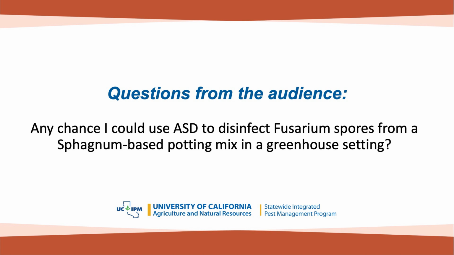Okay. I guess sorghum moss, yeah, like peat moss, I think. Yes, you can do it. And actually in Japan, those hydroponic systems, rock wool and peat moss systems, they use ASD to control Fusarium disease for strawberries and other crops.